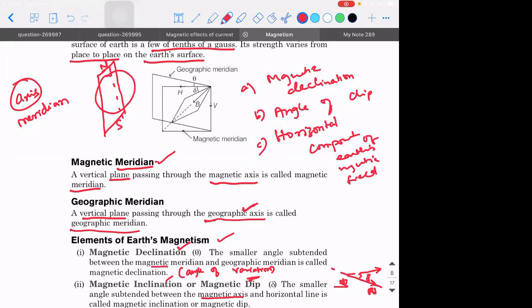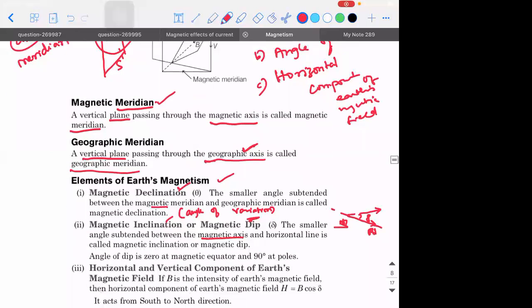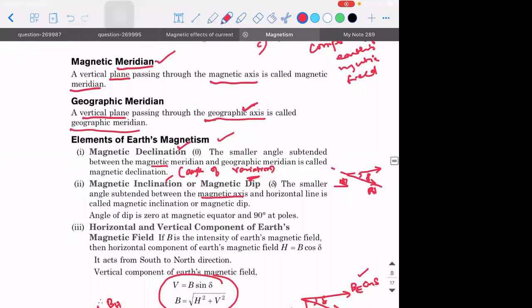There are three important elements that describe the magnetism of Earth at a particular location. Suppose you are standing at a particular location and holding a compass. The compass will show you a particular direction, right? Who is actually deciding it? There are certain components present. Those components are called the elements of the Earth's magnetism.